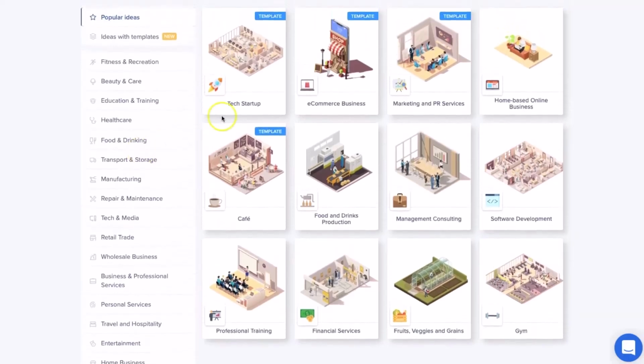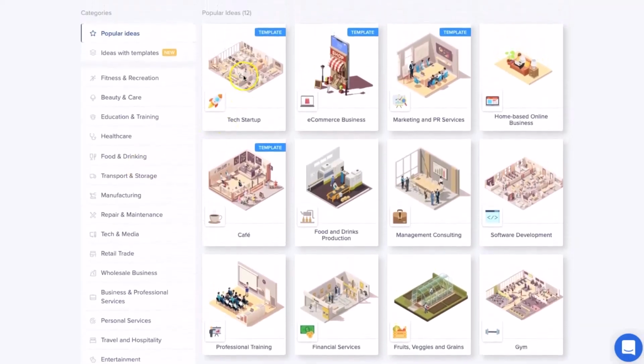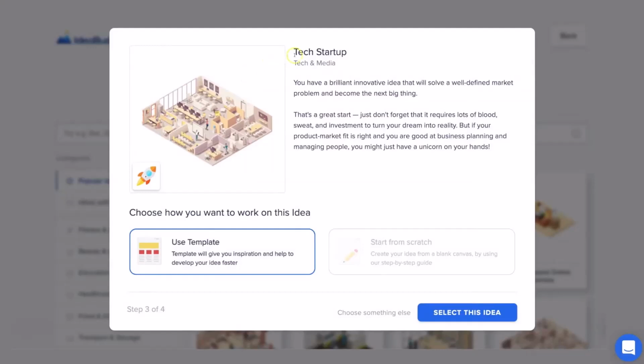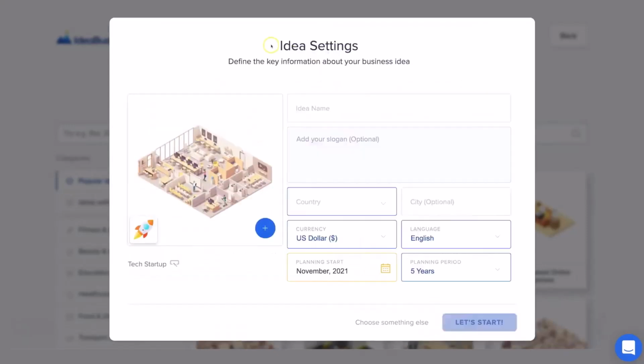So for me, in this tutorial, I want to show you how to start a tech startup. So I'm going to click right here on the template. Now, the ones that say template are great because they are specifically tailored to help you with this specific business. And it's just going to help you go right through it. It's going to be so fun. So let's get started. This prompt will pop up and ask you to confirm your choice. And I'm going to answer yes. I want to use this template to plan for my tech startup.